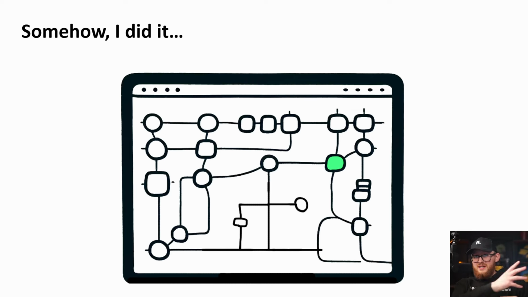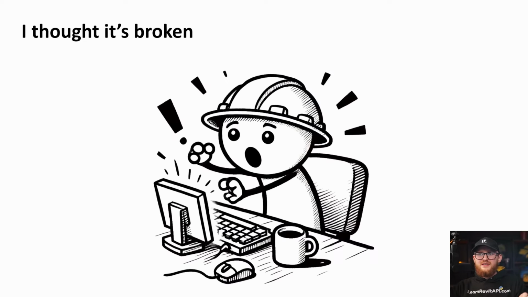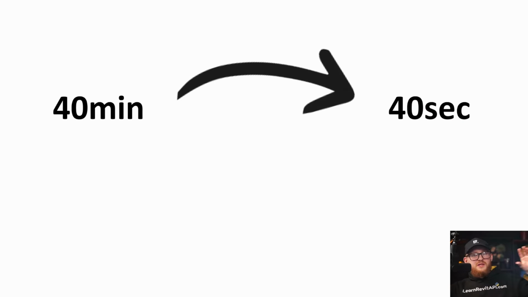I looked at a lot of examples, forums, I just copied and pasted a lot of things together, and somehow it did what I needed. I don't remember exactly what the issue was, but there was something about filtering and manipulating data, and that was it. And then I clicked and waited for results for 40 seconds, right? I thought something was broken. I tried it again and again and again, and it always took around 40 seconds. Now, let me remind you, it was 40 minutes at first, and then we moved to 40 seconds.